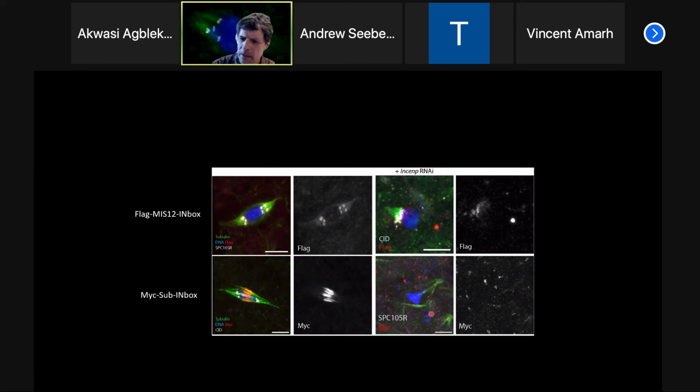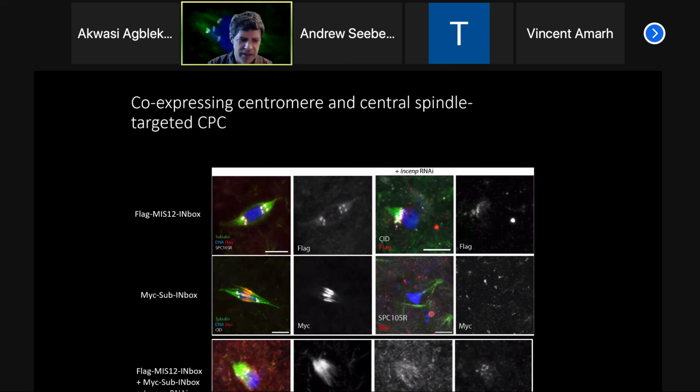So then we thought, well, we've got two targetings. We're independently targeting the CPC to the two structures, the microtubules and the kinetochores. What happens if we do that at the same time? We co-expressed the inbox targeted to MIS-12 and also to Sabido in the same oocyte, and it didn't help things very much. We got a little more spindle assembly, but we really only got kinetochore fibers. You can see there's no bipolar spindle here.